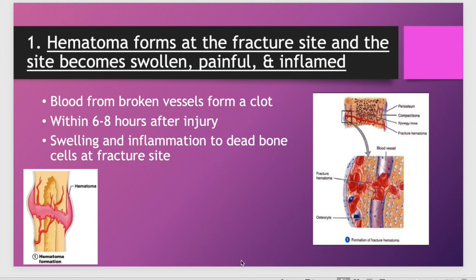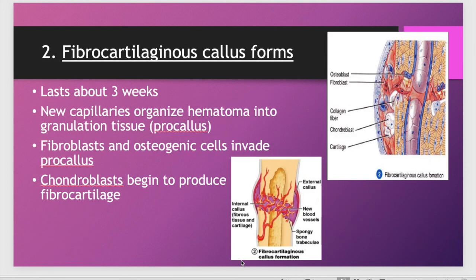Where the fracture occurs, those bone cells are going to die. So there's going to be swelling and inflammation of those dead bone cells. For about 3 weeks after the fracture occurs, there's going to be something called a fibrocartilaginous callus that forms. And that is, again, for about 3 weeks after the fracture injury.